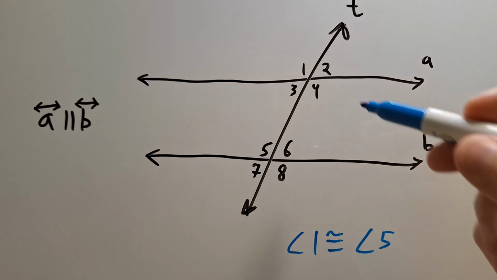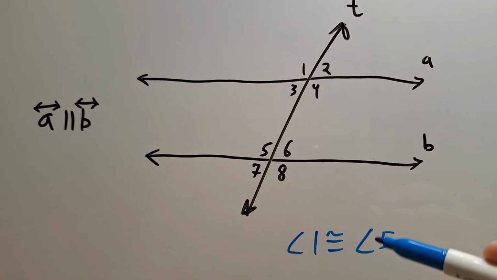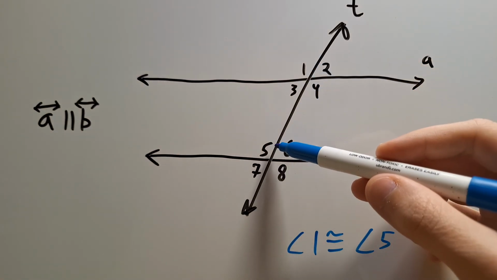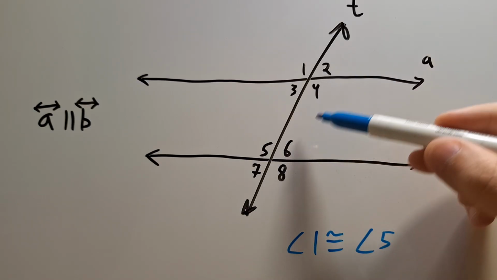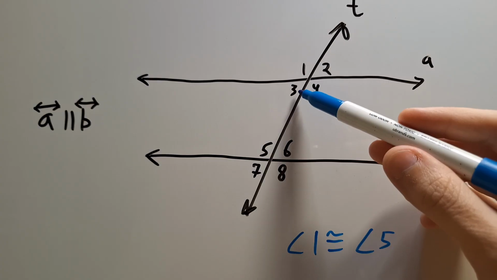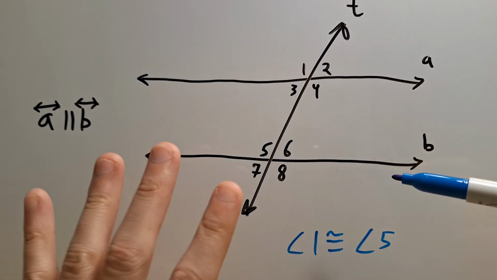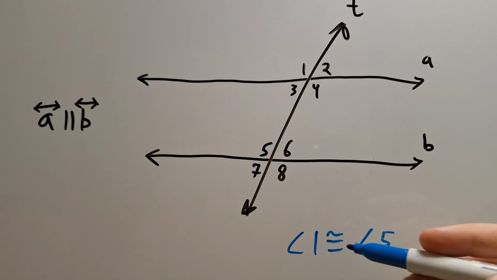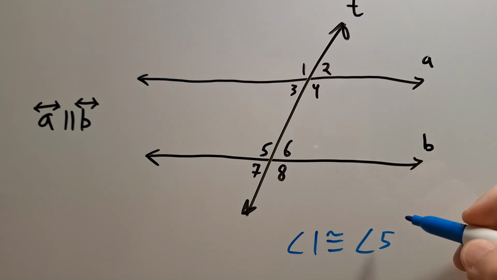So we have 4 sets of corresponding sides in this diagram. Angles 1 and 5 is one pair. Angles 2 and 6, that's another pair. They measure the same amount of degrees. They are congruent. Angles 3 and 7, as well as angles 4 and 8. 4 sets of corresponding sides, corresponding angles rather.